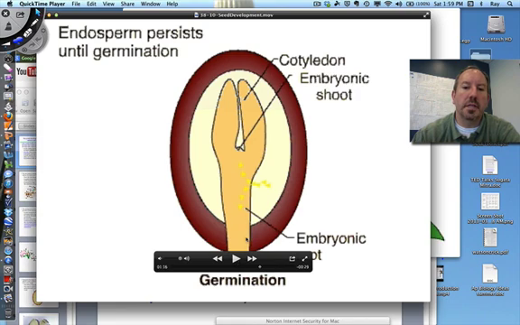So what you see here is the embryonic root is the first to appear as the seed germinates.